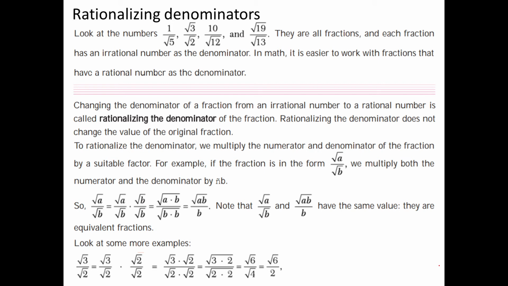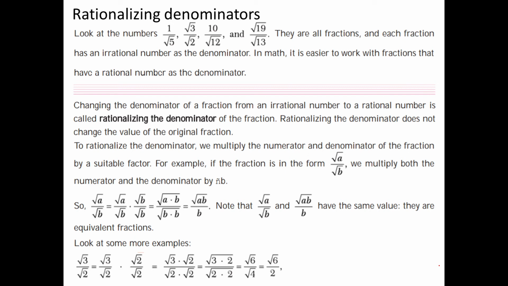Rationalizing denominators. Look at the numbers 1 over square root of 5, square root of 3 over square root of 2, 10 over square root of 20, and square root of 19 over square root of 13. They are all fractions and each fraction has an irrational number as a denominator. In math, it's easier to work with fractions that have a rational number as a denominator. Therefore, changing the denominator of a fraction from an irrational number to a rational number is called rationalizing the denominator of the fraction. Rationalizing the denominator doesn't change the value of the original fraction.